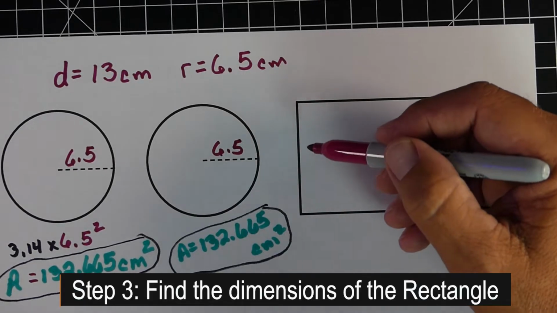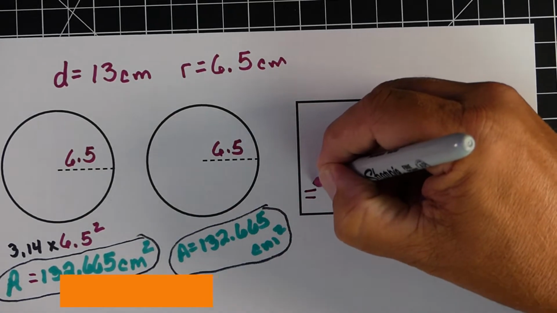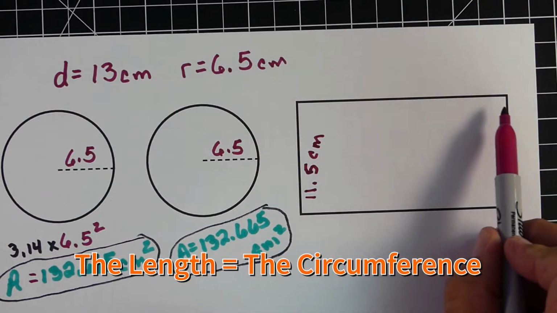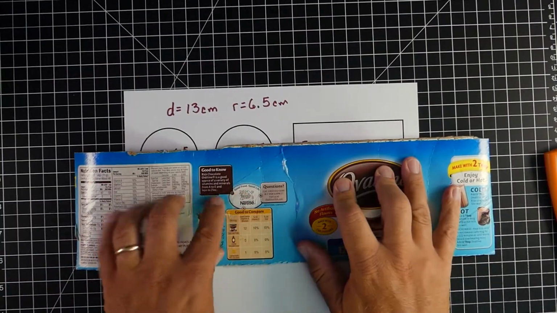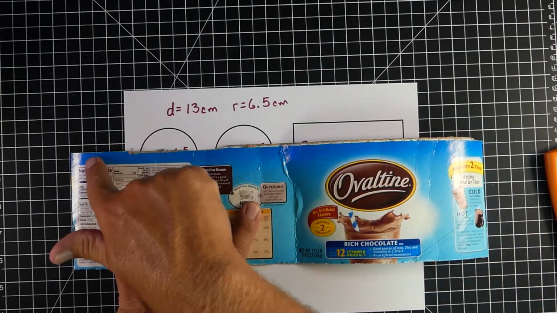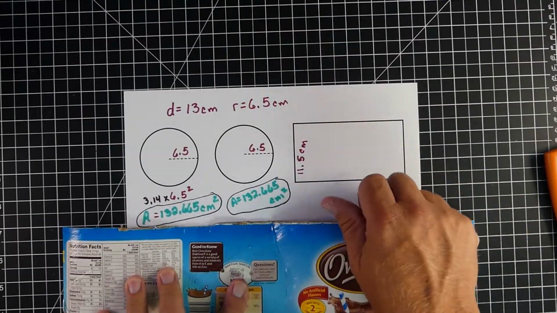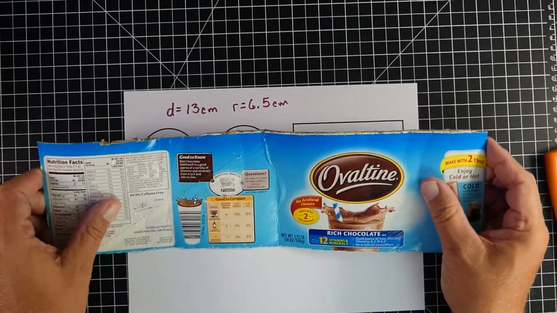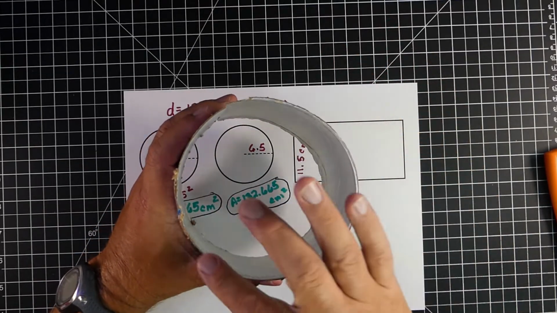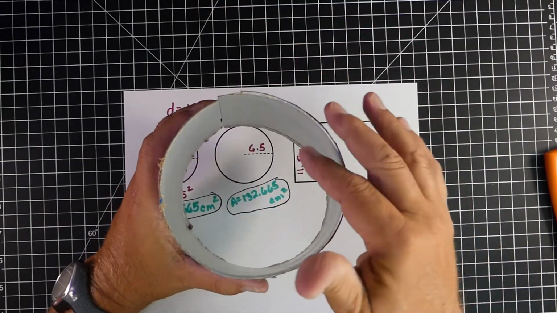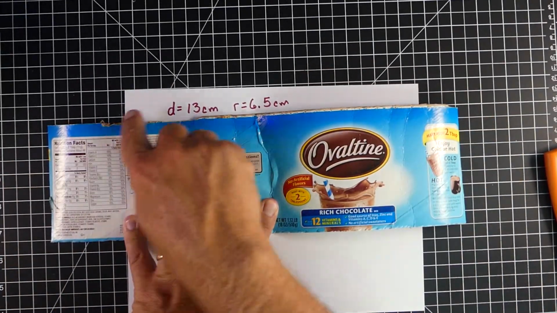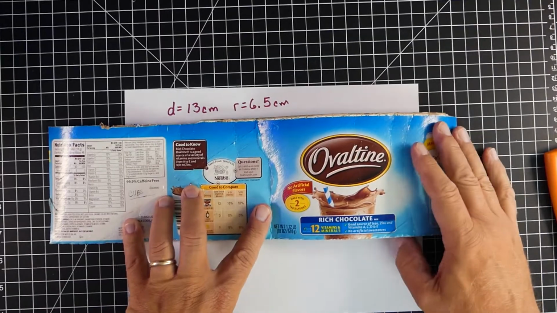Now we need to find the dimensions, first of all, of the rectangle. The height of our rectangle is the height of our cylinder, which was 11.5. But here's the part that really messes most people up. This distance right here across the rectangle, if you would take your rectangle and curl it up, you can see that what was the top of that now forms a circle. That circle around it is the length of this rectangle. And we have a special name for that.